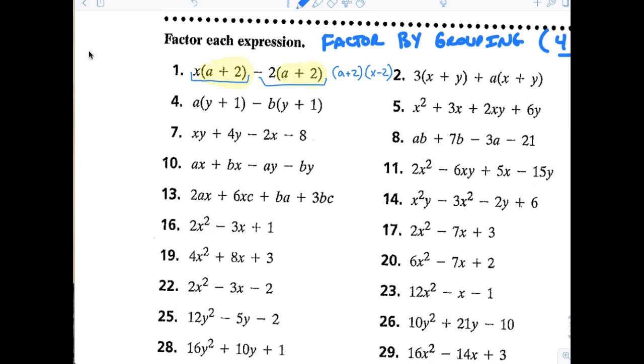So now I'm going to go down and we're going to do question number 4. What is common? Y plus 1. Yes, the y plus 1 is common. And what's left behind? A minus b. I told you it was kind of easy to start out.